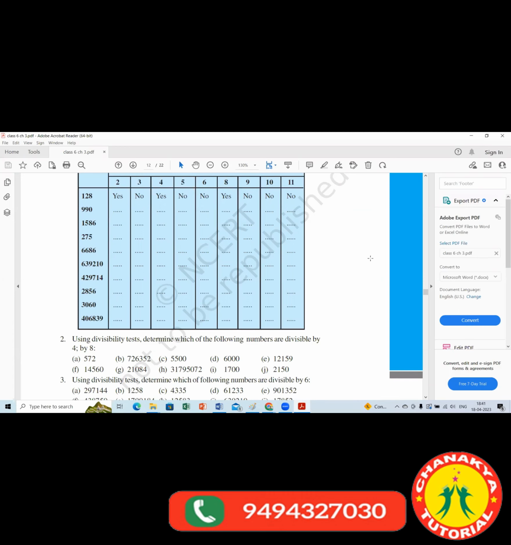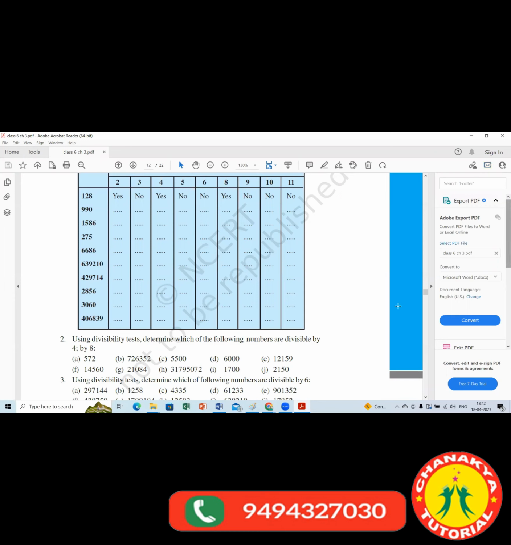11. What are the alternate digits here? 6 plus 8 and 6 plus 6. 6 plus 6 is 12. 6 plus 8 is 14. 14 minus 12 is 2. So it is not divisible. Very good.